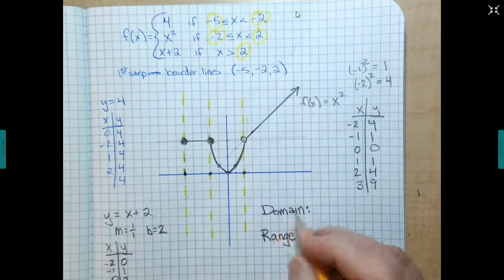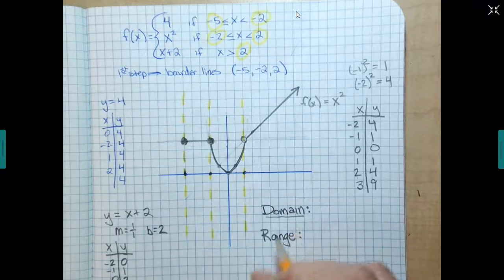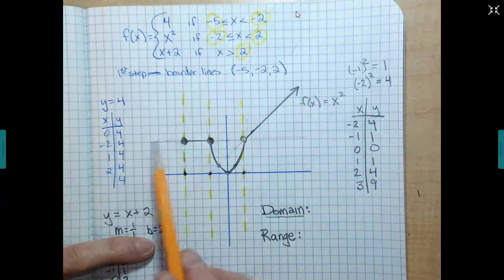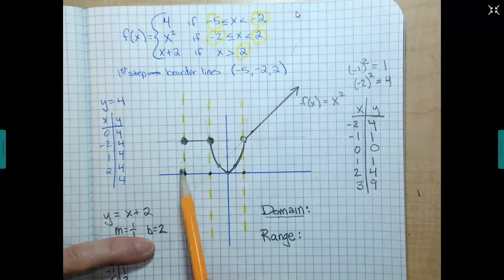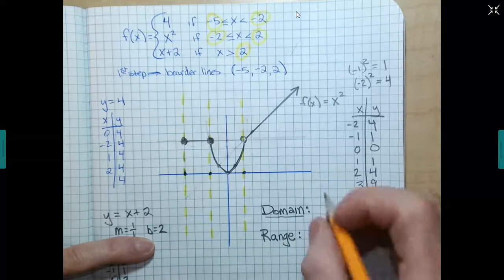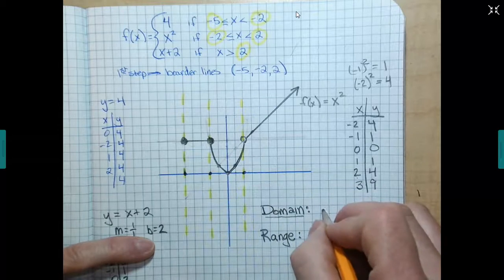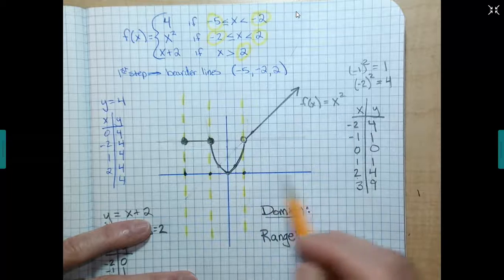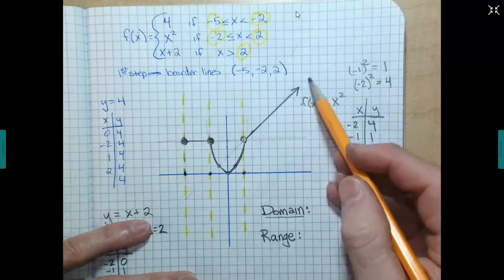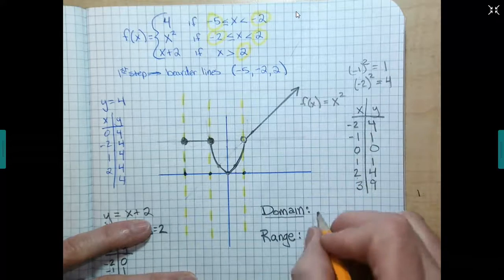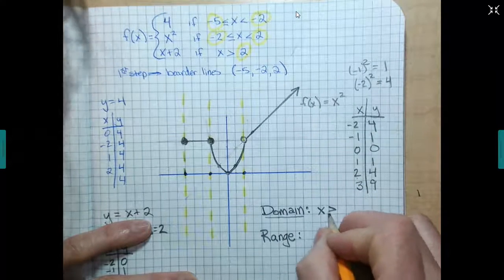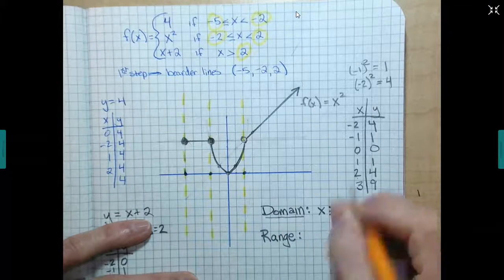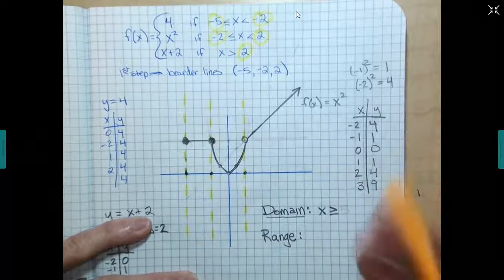My domain. How wide is this? What are my x values involved in this? Well, my x values don't extend this way. So my lowest x value is -5. Keep that in my head. And then this way, in the positive direction, it extends forever. So x is greater than or equal to, because it's shaded in, -5.